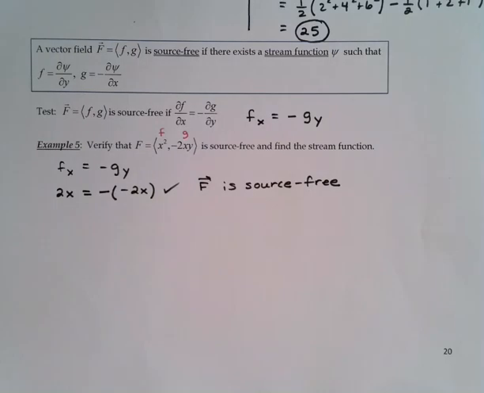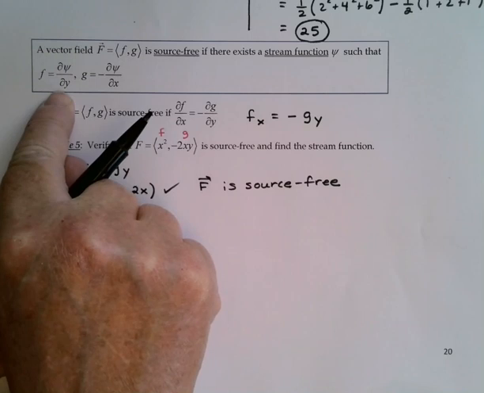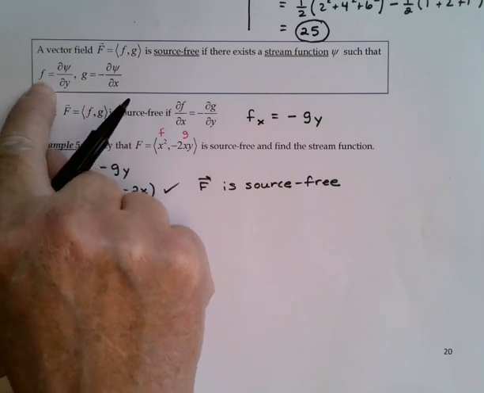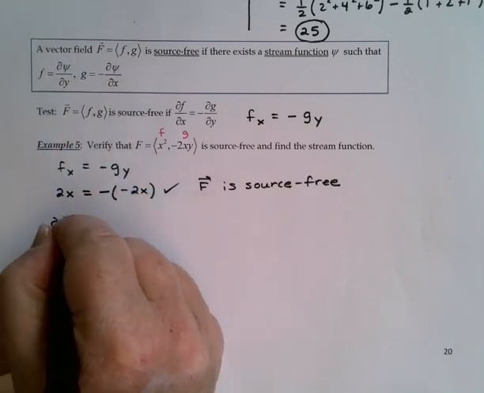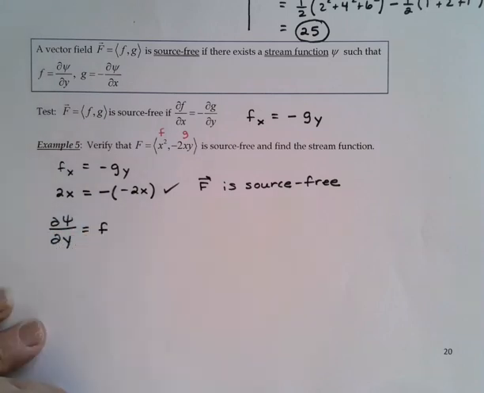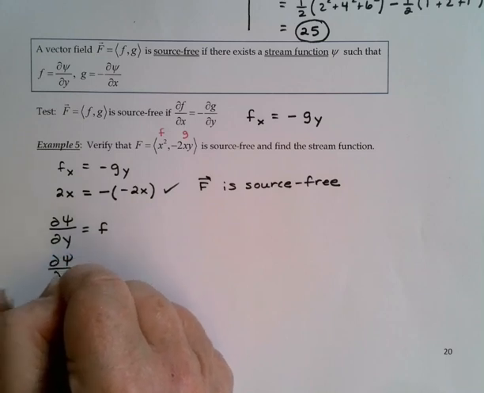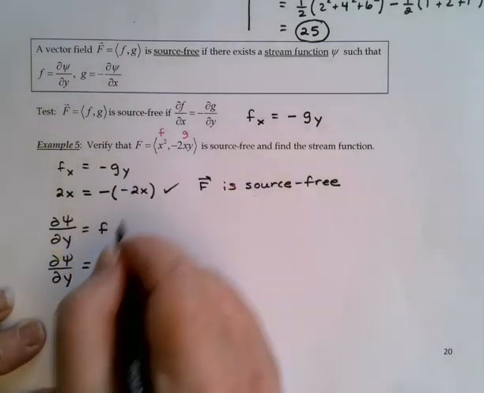Again, what exactly source-free means, we'll talk a little bit more about that later on, but it does have a very physical interpretation. All right, I want to find the stream function. So I'm going to go back up to here. dphi/dy is equal to F. So in this case, dphi/dy is equal to x squared.